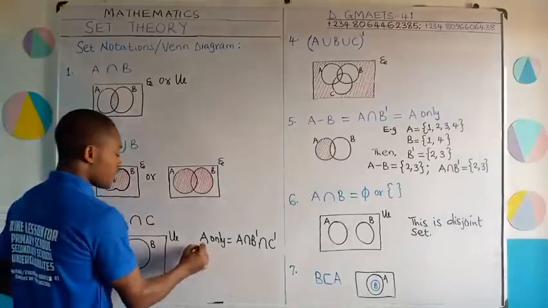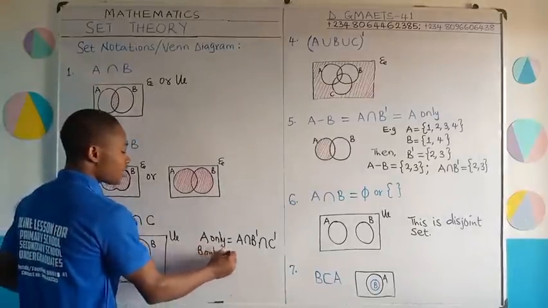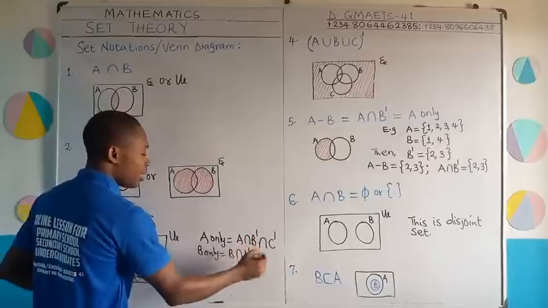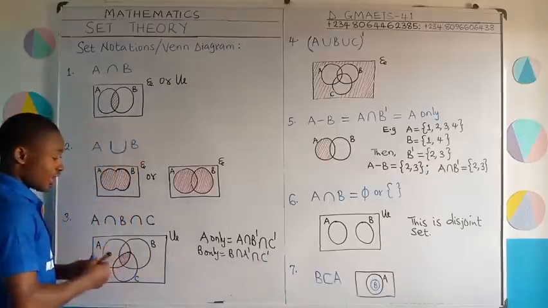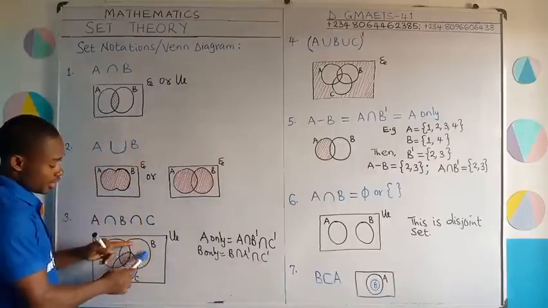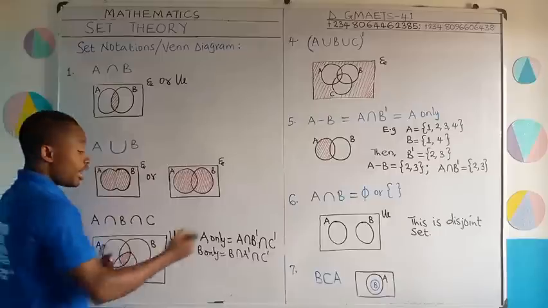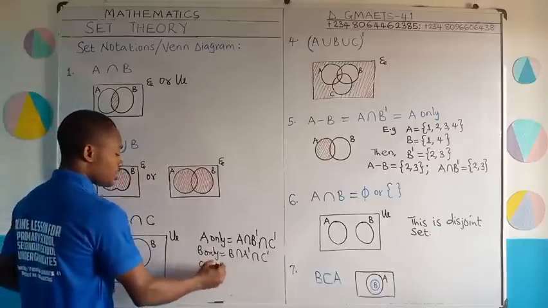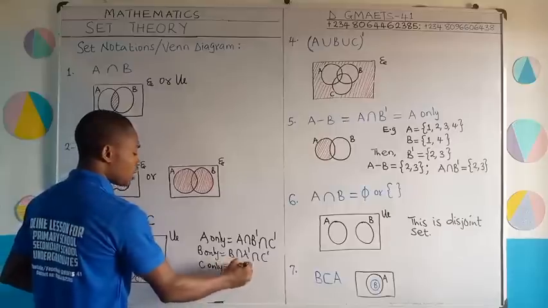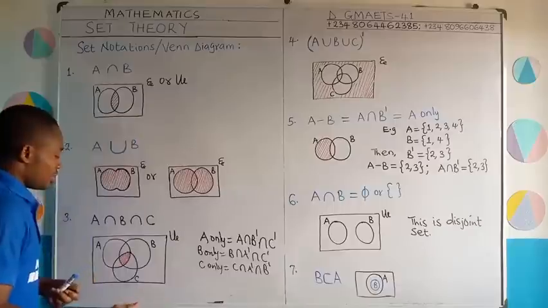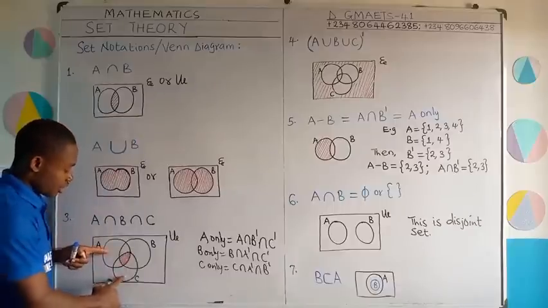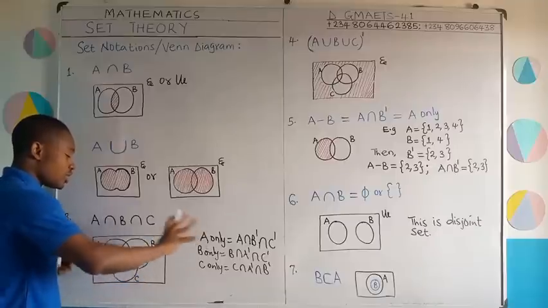We can do the same for set B only. That's going to be B intersection A complement, it has nothing to do with A, intersection C complement, it has nothing to do with C. And those elements are the elements written in this portion. Then you can do similarly for C. C only will be equal to C intersection A complement intersection B complement. So any element written here belongs to these sets only.